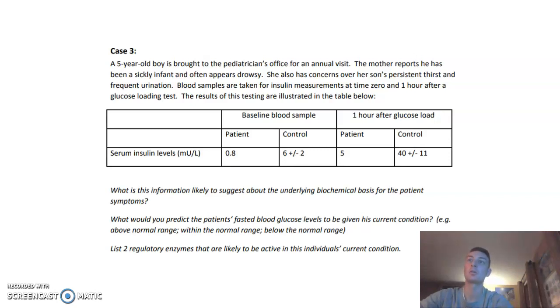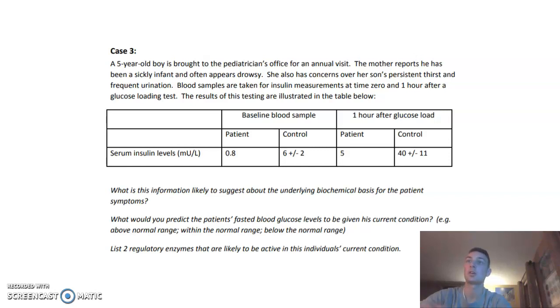In case 3, a mother presents her child to the doctor with symptoms of lethargy, polydipsia, which is increased thirst, and polyuria, which is increased urine output. Upon looking at blood samples from the child and comparing those to that of a control group, we notice lower serum insulin levels in the child in both the fasting state and after a glucose loading test.